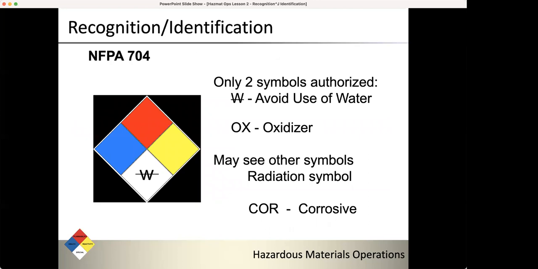The white area is for special considerations. There are only 2 authorized symbols from the NFPA 704. One is the W with a line through it, which means avoid the use of water, or an O and an X, which means it's an oxidizer, meaning it's going to enhance the burning of something else. You may see other symbols, such as the radiation trefoil or COR, which means corrosive. Just know that only 2 are approved by NFPA 704, the W with the line and the letters OX.